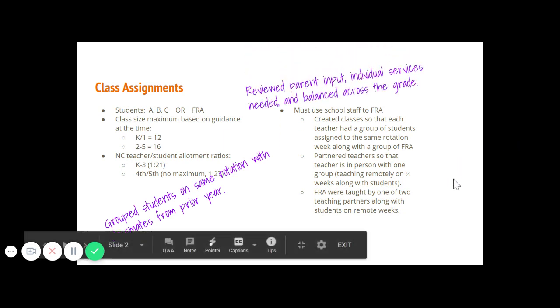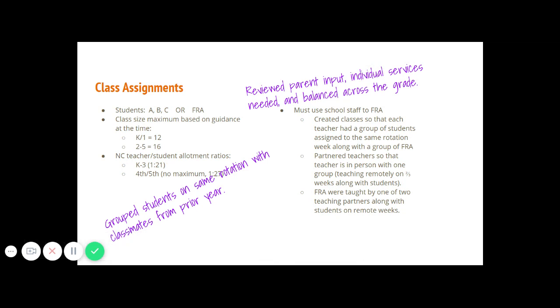We grouped students on the same rotation along with classmates from the prior year if they were returning to ELE. And we also reviewed parent input, individual service needs, and balanced the classes across the grade level.